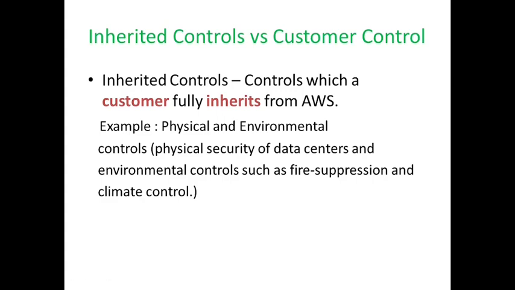There are other types of responsibility also, which are called inherited controls and customer controls. Inherited control means that although it is Amazon's responsibility only, sometimes the customer will inherit that. What type of stuff is there? Physical and environmental controls. These are basically AWS controls only, but the customer will also inherit them and perform that. Physical security of the data centers and environmental controls, these two are called inherited controls. Initially they are AWS services only, but the customer also can inherit them. Like inheritance in C++ or Java object oriented programming, this is one important thing, inherited control.